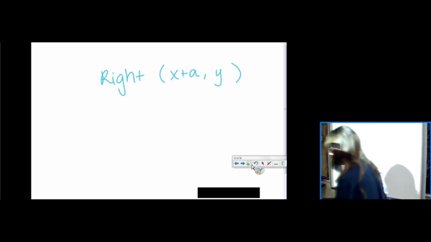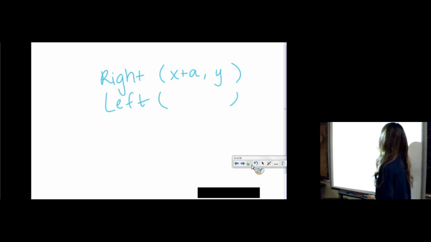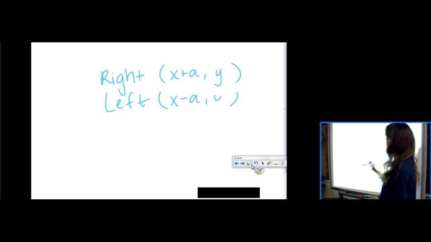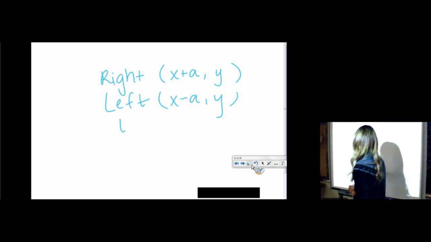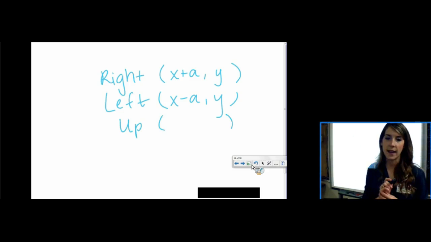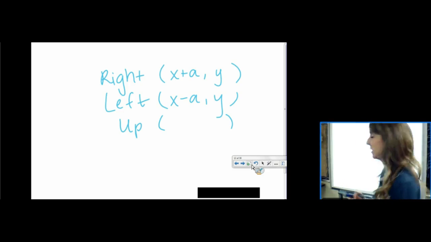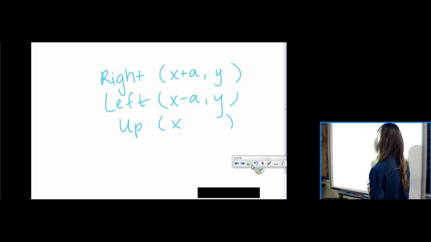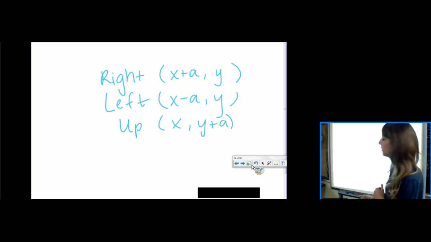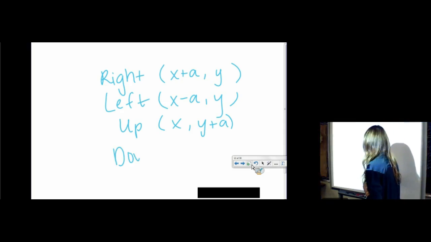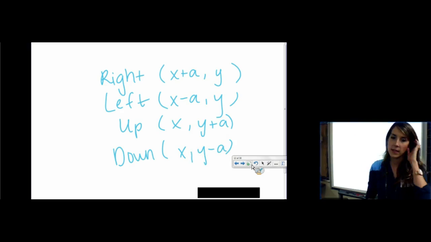Okay, left. X minus a, comma, y. You know the drill? What does up affect? Affects y in a positive manner, right? It doesn't do anything to x at all. There we go. And down. The remaining rule. X, comma, y minus a.